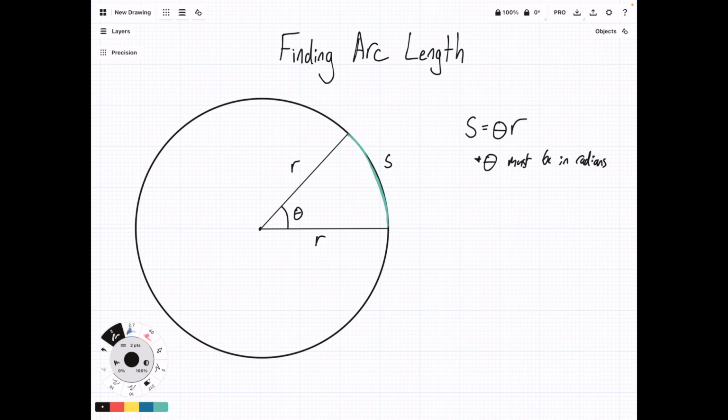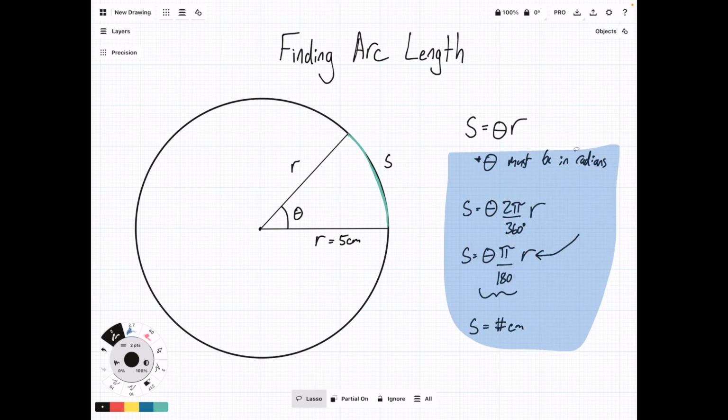If you're given theta in degrees, you can update this formula to convert from degrees to radians. So it's going to be theta times 2 pi over 360 degrees times r, and this simplifies to just theta times pi over 180 times r. In both cases, the final answer is going to be in the units of r, since the angle is actually unitless. So for instance, if r was 5 centimeters, at the very end we're going to have our arc length equal to some value, centimeters.